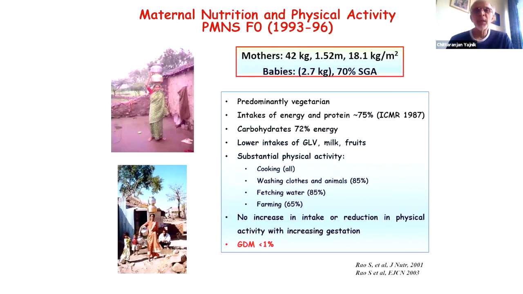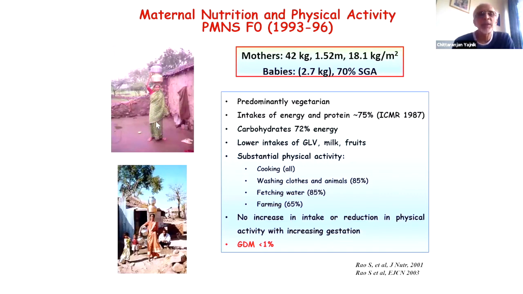So the average mother in our study was 42 kg with a body mass index of 18. Those of you who are familiar with this know that 18.5 and below, WHO calls undernourished. So 60% of these women were undernourished by WHO criteria. Their babies were born at an average of 2.7 kg, and by Western criteria, 70% of them were SGA, small for gestational age.